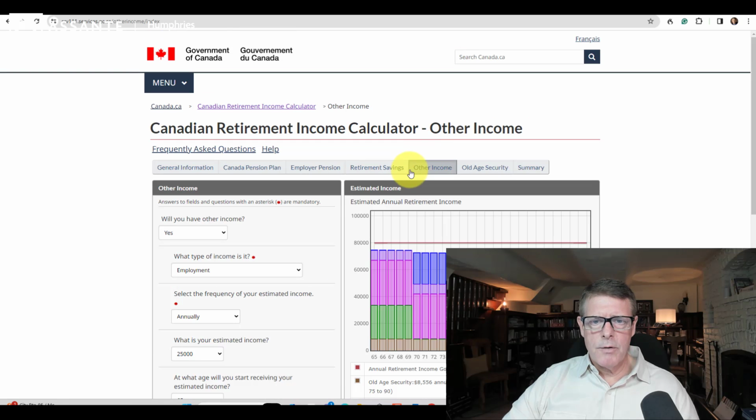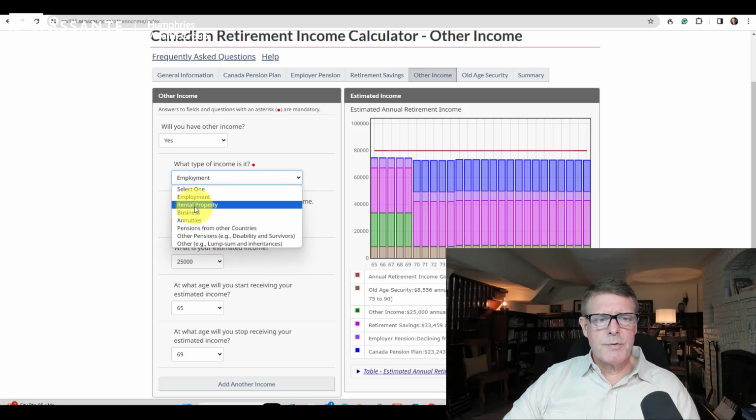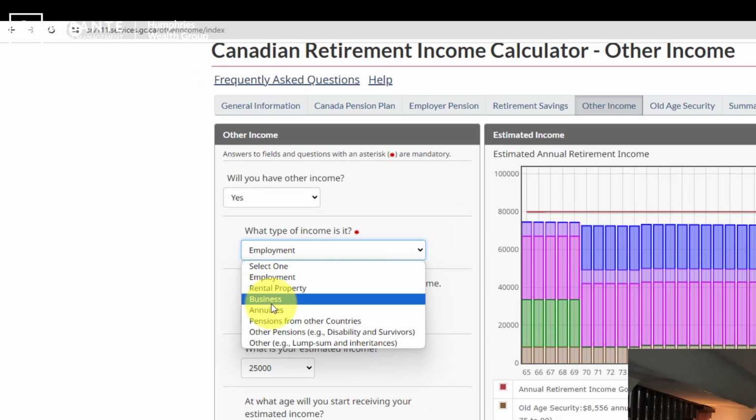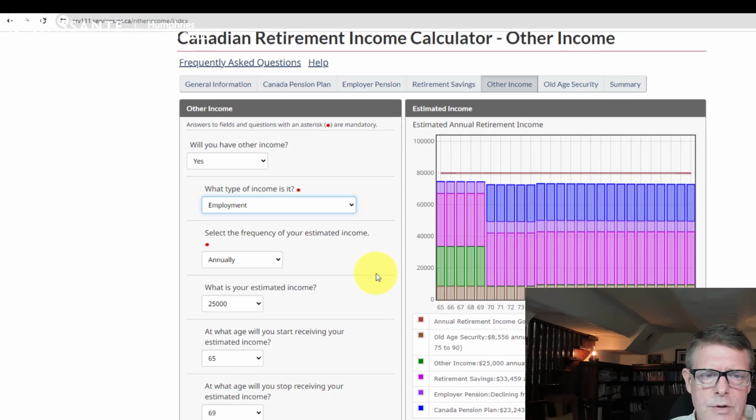Now, there's a tab here that says Other Income. Will you have other income? I said yes. What type of income will it be? I said employment income. But again, it gives you these options: if you have rental property coming in, maybe you can continue business income, annuities that you're going to purchase, pensions from other countries, other pensions, lump sums from inheritances, or maybe real estate sales. So it allows you to enter some of that information as well.